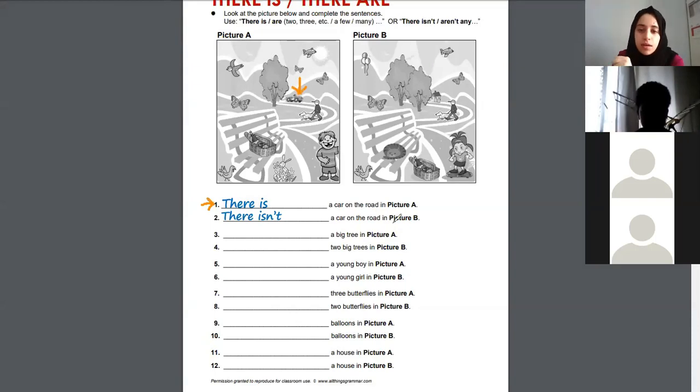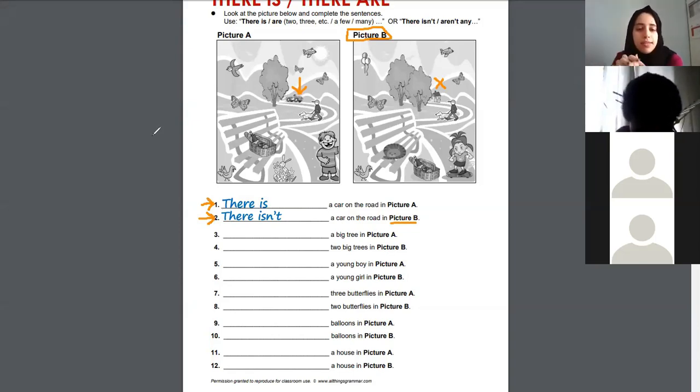Now we're looking at picture B. Also, we're looking for a car on the road. There is no car on the road, so we say there isn't a car on the road.